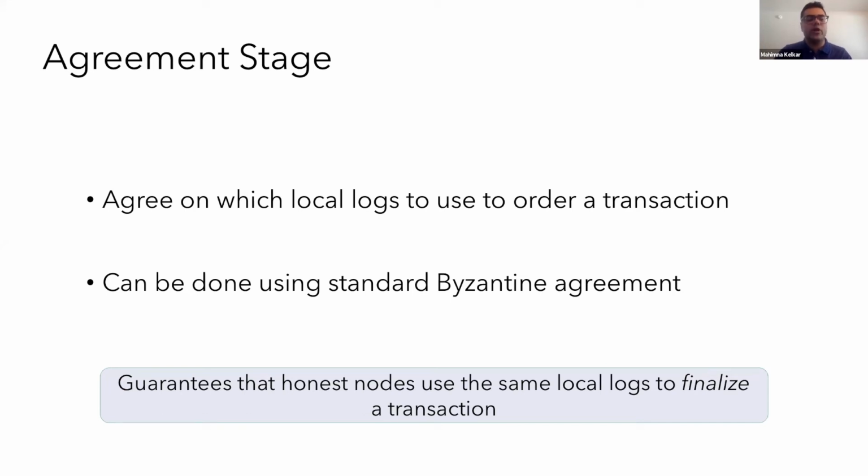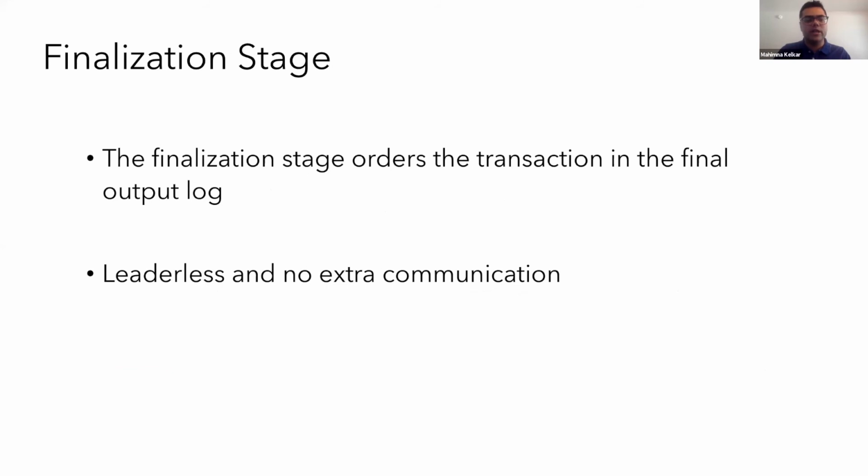In the end, it will guarantee that all of the honest nodes use the same local logs to finalize a transaction. In fact, they'll use all of the same data to finalize a transaction. This essentially means that we can use the finalization stage in a completely leaderless and no extra communication fashion. The finalization stage will output the transaction ordering into the final log by taking these orderings in the local logs from the agreement stage, and it requires no communication.